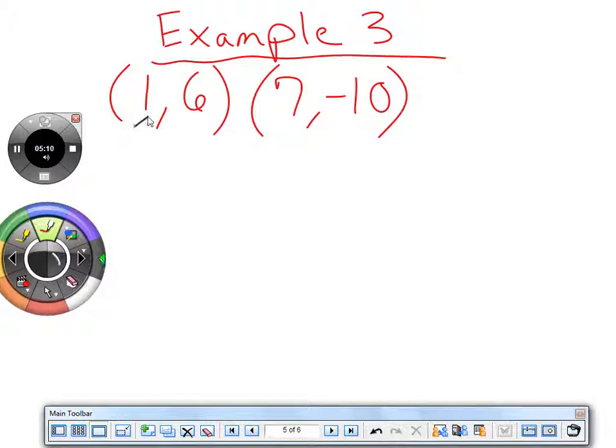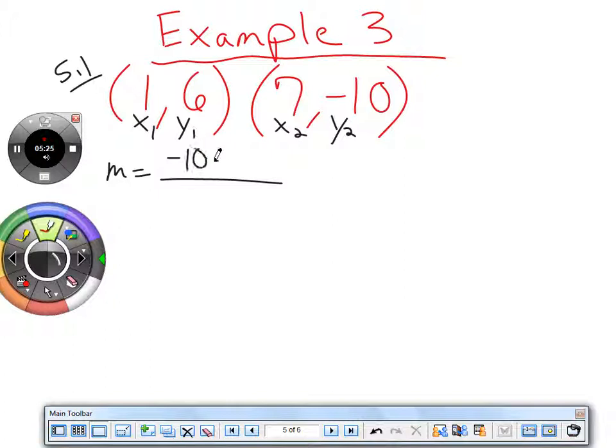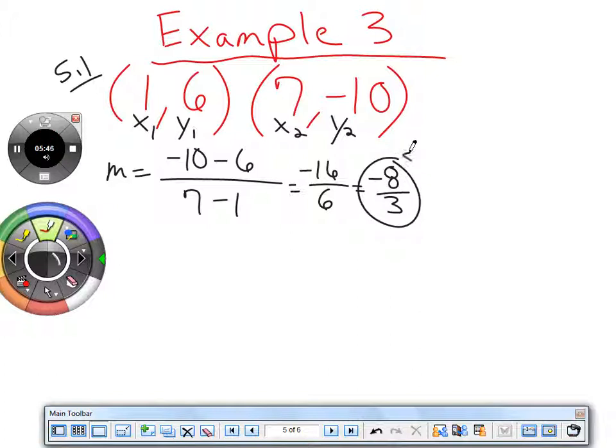First thing is you need to find the slope. So this is section 5.1, finding the slope between 2 points. We say m equals, subtract your y's, so negative 10 minus 6, and then 7 minus 1. So negative 10 minus 6, that would be negative 16 over, let's see, that'd be 6, right? Let's reduce that. That would be totally reduced, minus 8/3. Okay, so we got our slope.